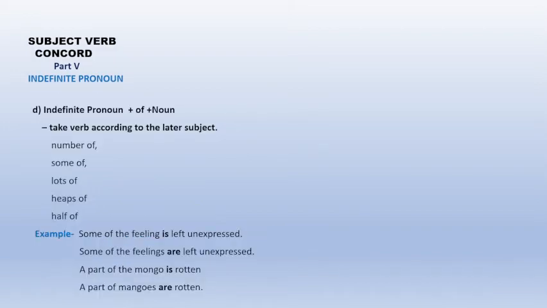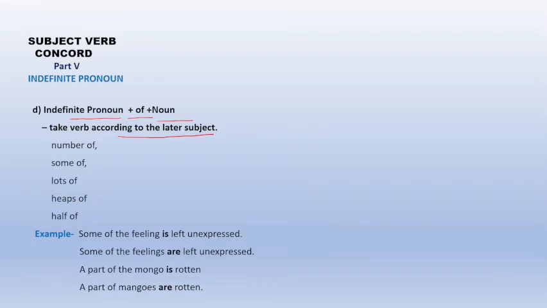Then next one: indefinite pronoun. When an indefinite pronoun is connected with of and just after of we are having a noun, take the verb according to the later subject. Which are such words? Number of, some of, lots of, heaps of, and half of.